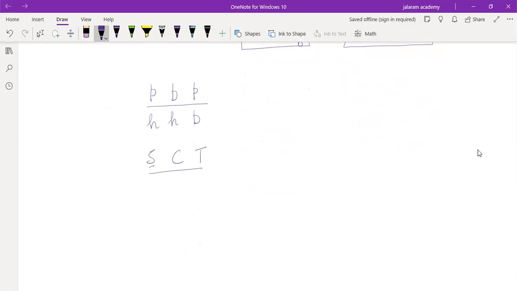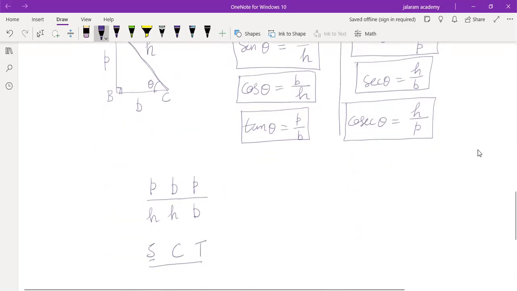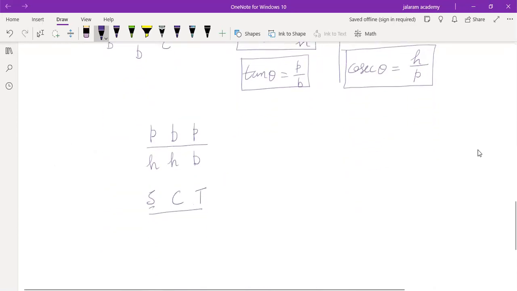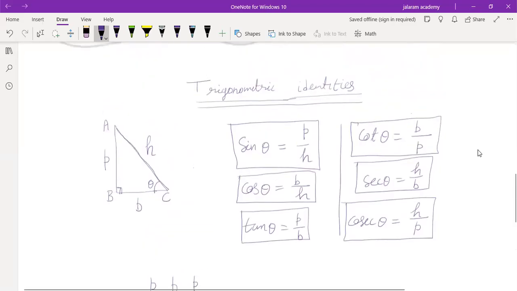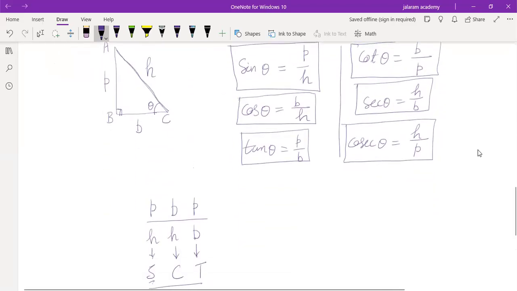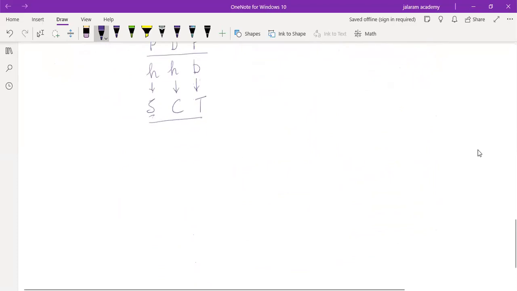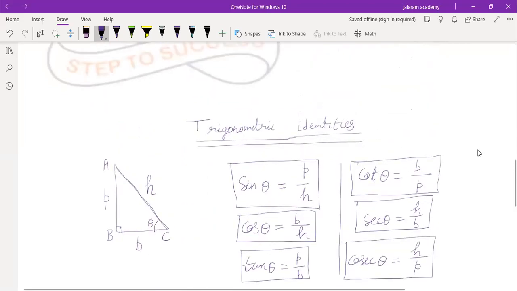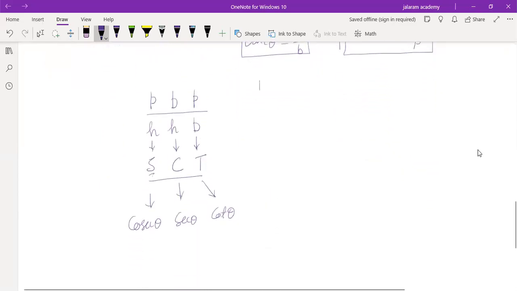Means sin, as there may be some confusion about the order. So sine theta equals perpendicular upon hypotenuse. Base upon hypotenuse equals cos theta, and perpendicular upon base equals tan theta. And the rest 3 are the reciprocals of them. Reciprocal of sine theta is cosec theta. Reciprocal of cos theta is sec theta, and reciprocal of tan theta is cot theta. Okay, so we have to learn these reciprocal relationships also.